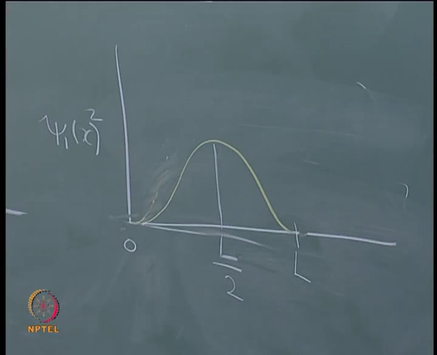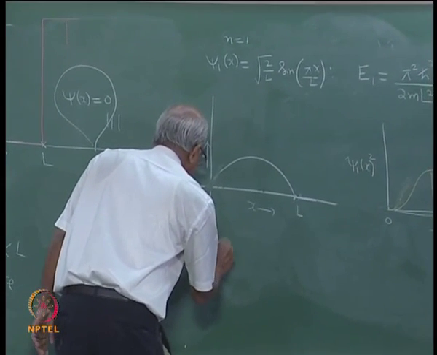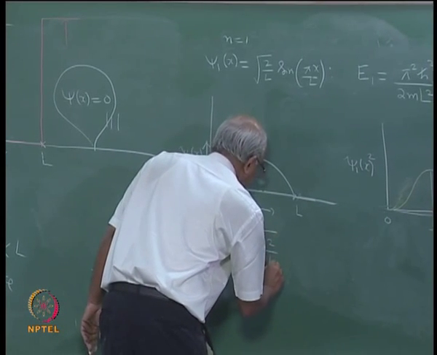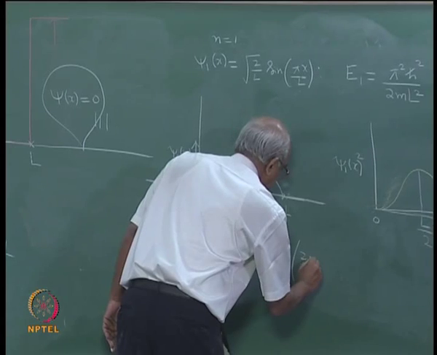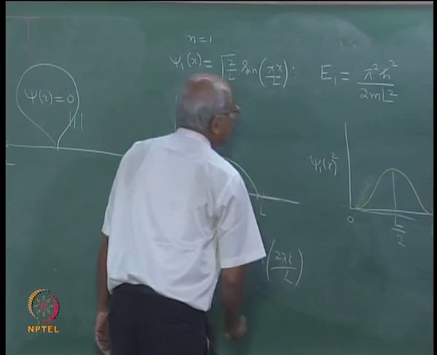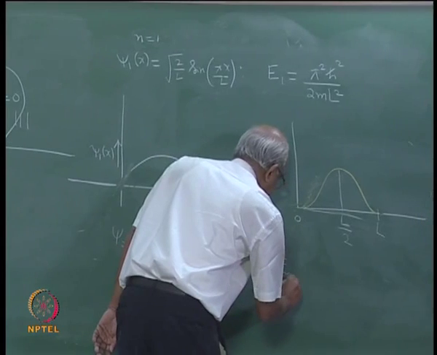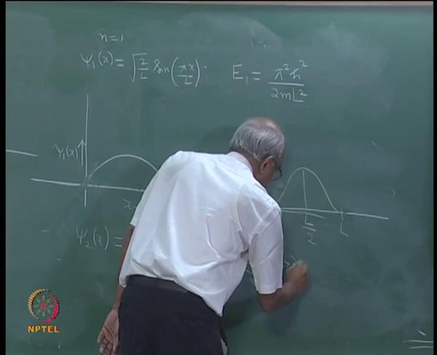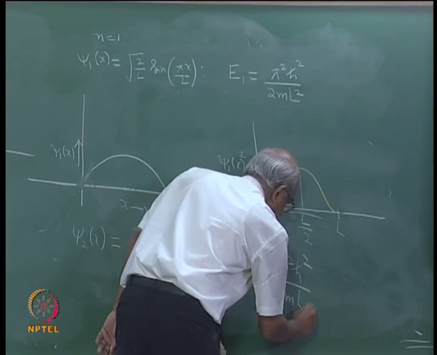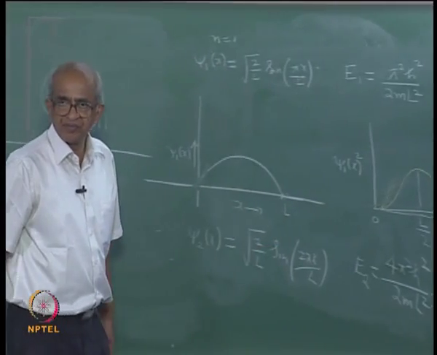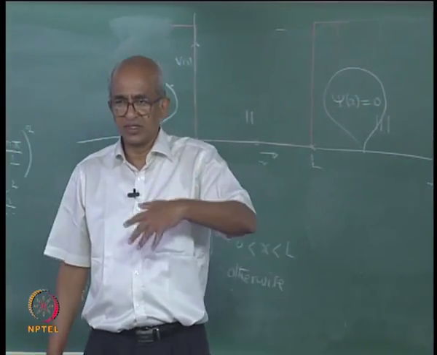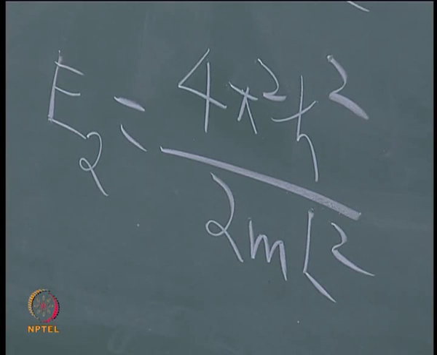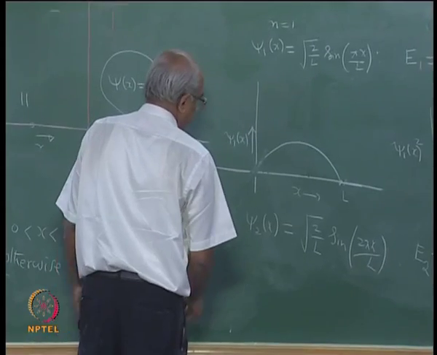Now, suppose you think of the next possible function, which is psi 2 of x. The function will be square root of 2 by L sin 2 pi x by L. The associated eigenvalue, or the associated energy, will be E2, which will be equal to 4 pi square h cross square divided by 2 m L square. This will be the associated eigenvalue. The energy is greater than the previous one, right. And if you made a plot of this function against x, how would it look?